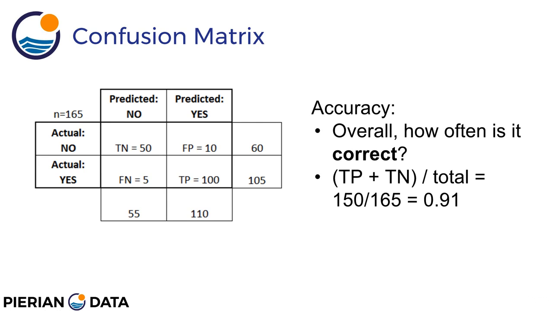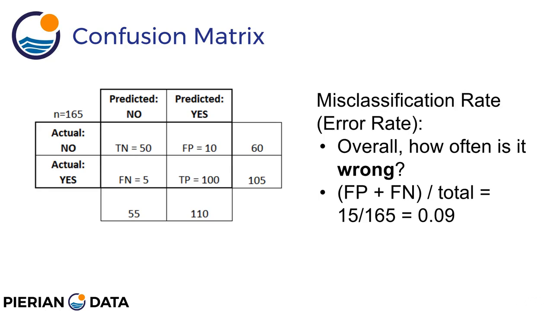So the accuracy answers the question, overall, how often is it correct? And we get that by summing the number of true positives and the number of true negatives over the total. And in this case, we get 91% accuracy. The misclassification rate, or error rate, answers the question, overall, how often is it wrong? And you can do something like take the number of false positives plus the number of false negatives over the total. And that gives you a rate of around 9%.